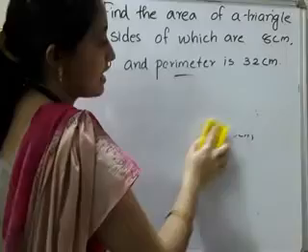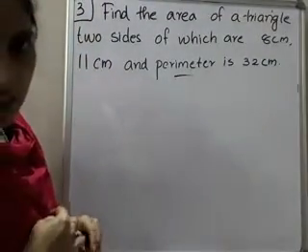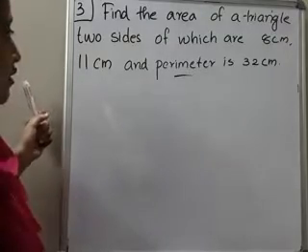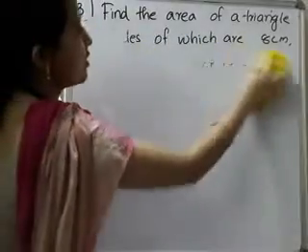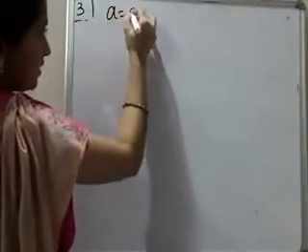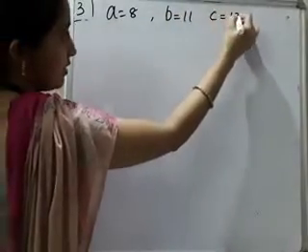So please write down what is A. A is equal to 8 centimeter. Write down, A is equal to 8 centimeter. B is equal to 11 centimeter. And C is equal to what? 13 centimeter. You got it now. Is it? So please write down that. A is equal to 8, B is equal to 11, C is equal to 13.